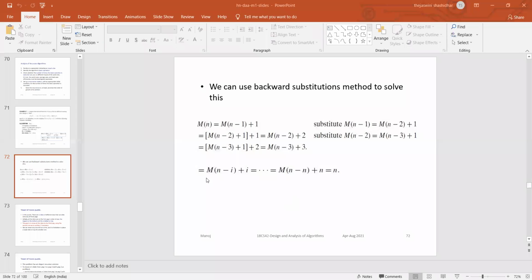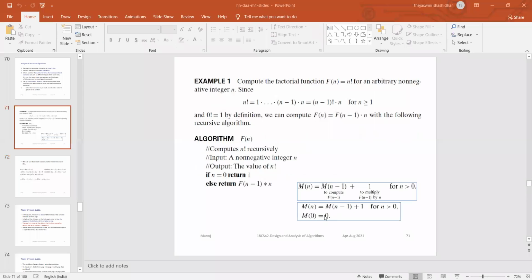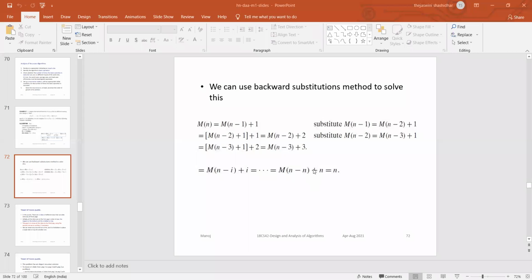So what is the final answer? You have got m of n minus n plus n. So n minus n means 0. When you substitute n minus n, you will get 0. What is m of 0? m of 0 is 0. So that is 0 plus n. What is the value of 0 plus n? 0 plus n is n. What is the order of the growth? It is n. Okay, so the order of the growth is n.